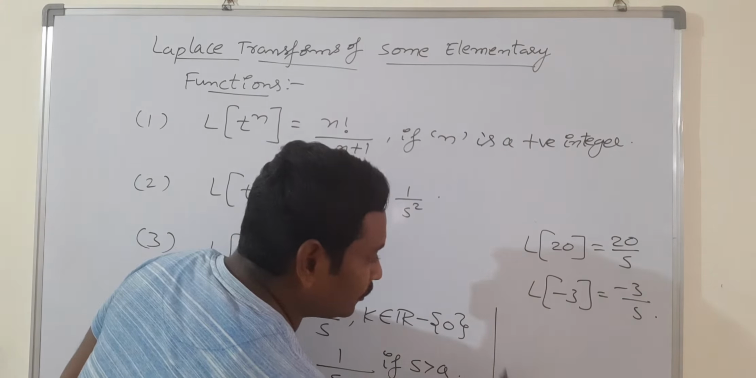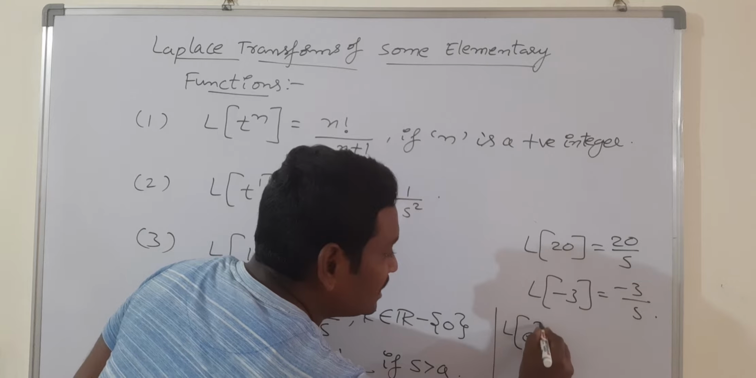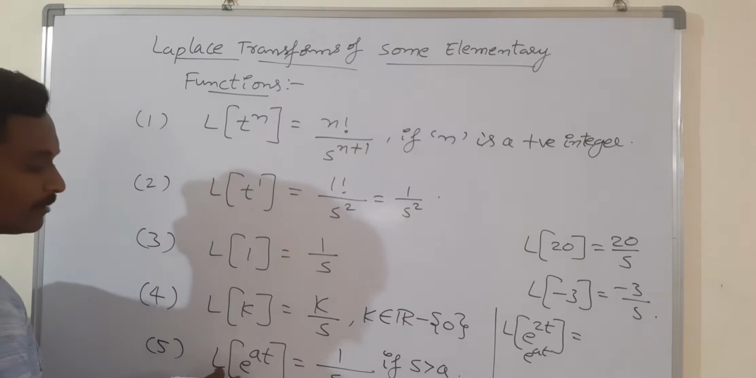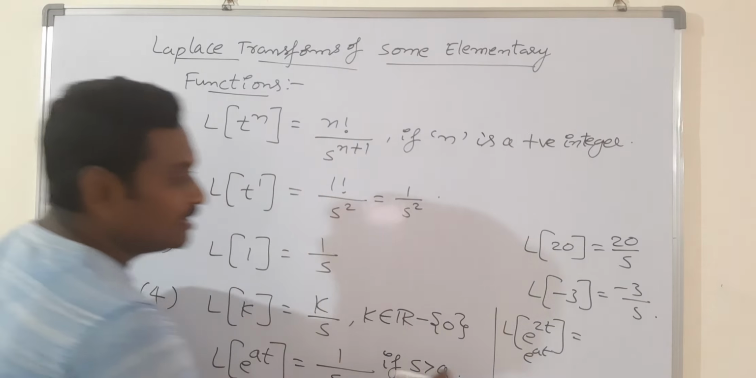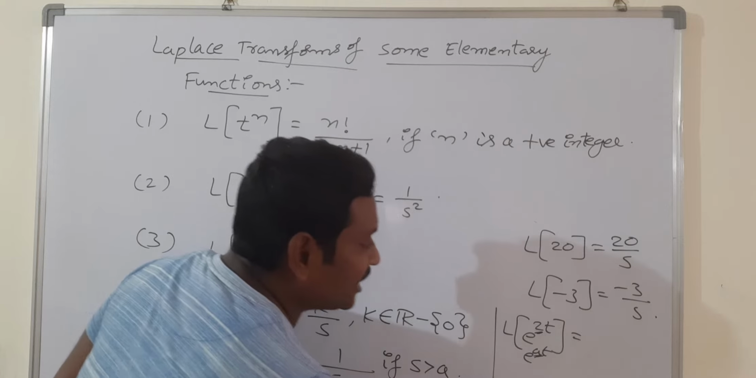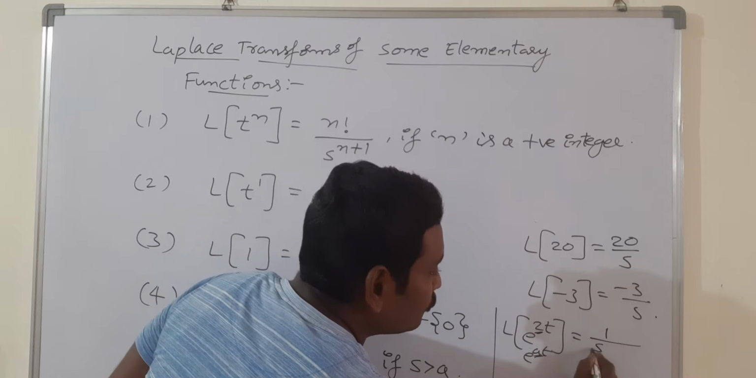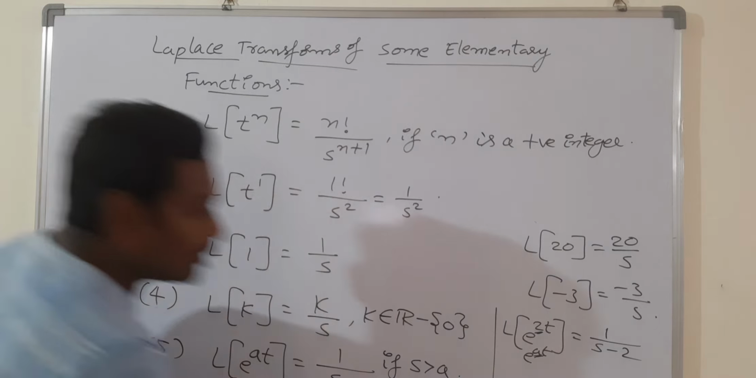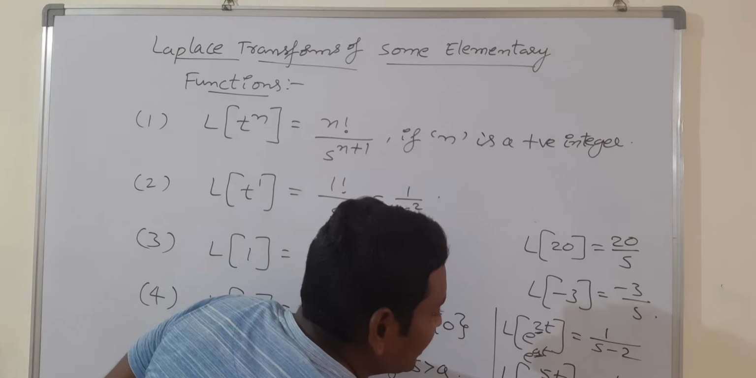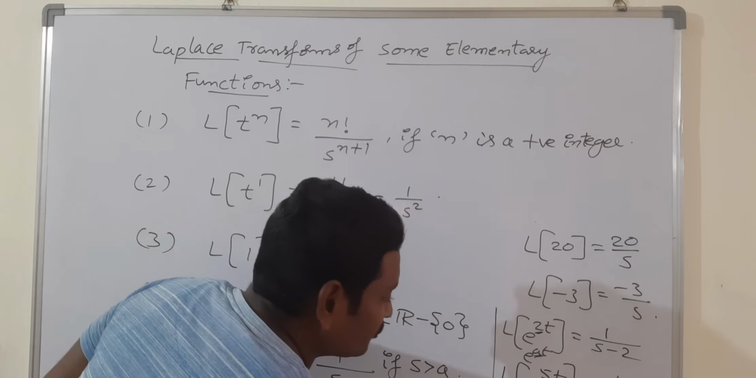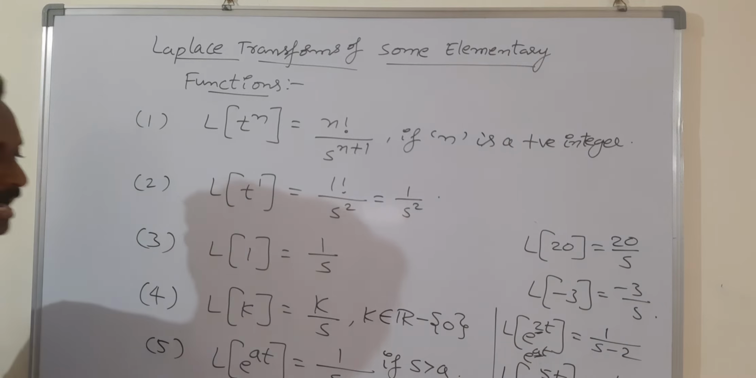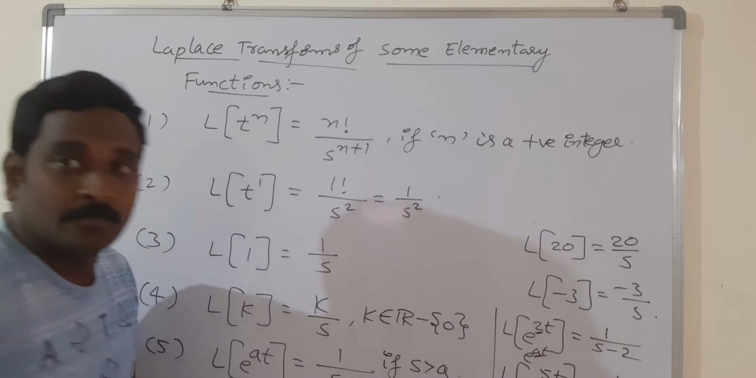For example, we have to find L of e power 2t. It is in the form of e power at, and the formula for L of e power at is 1 by s minus a. In a similar way, here we have e power 2t instead of e power at, so a is equal to 2. You will write 1 by s minus 2. Suppose we have to find L of e power 5t, then the result is 1 by s minus 5. Suppose we have to find L of e power t, then it becomes 1 by s minus 1, because it is in the form of e power at, where a is equal to 1.